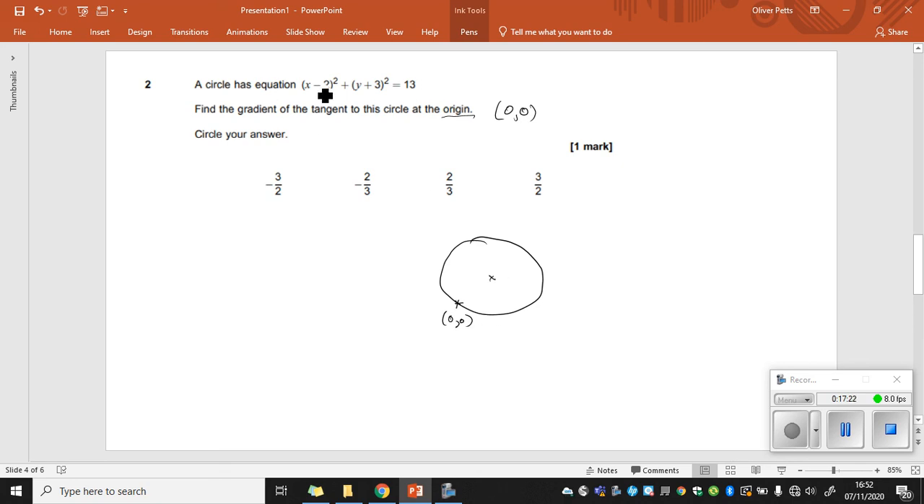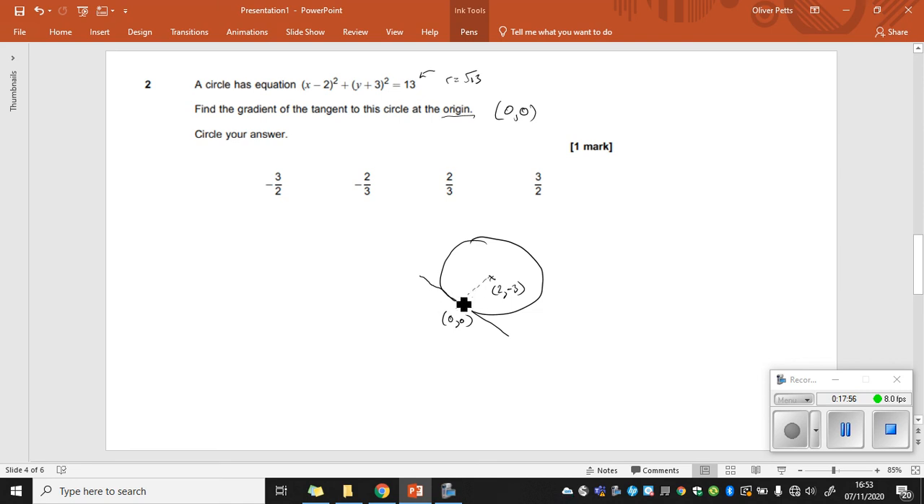What can we deduce from the circle equation? We can deduce that there is a centre at the point 2, negative 3 by using the two sets of brackets. And when connected, we would have a radius. We could work out the radius, and the radius would just simply be given by the root of 13. Okay, so I need to find the gradient of the tangent to the circle at the origin. So I need to consider a tangent that goes through the origin, and I need the gradient of this.